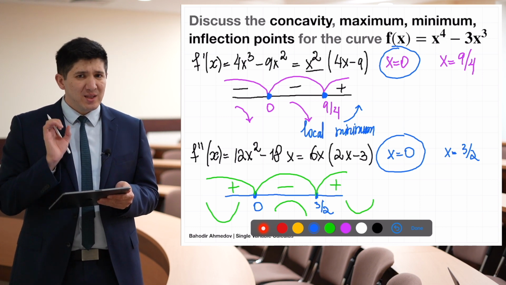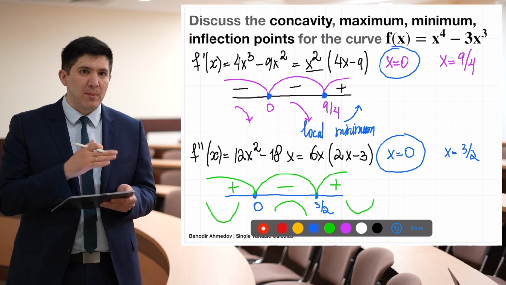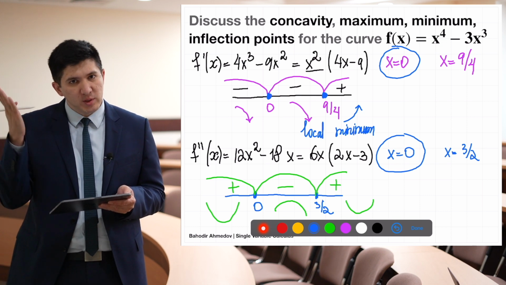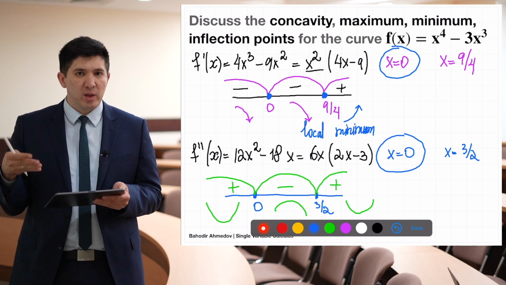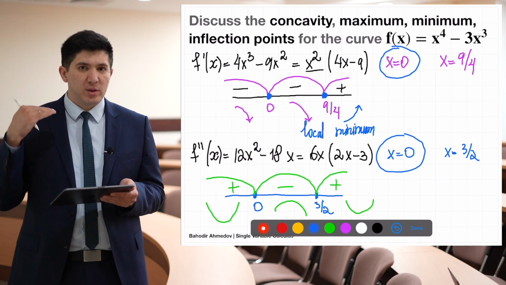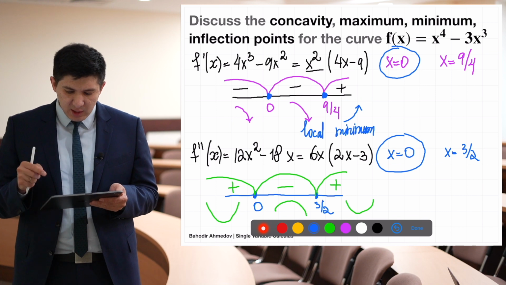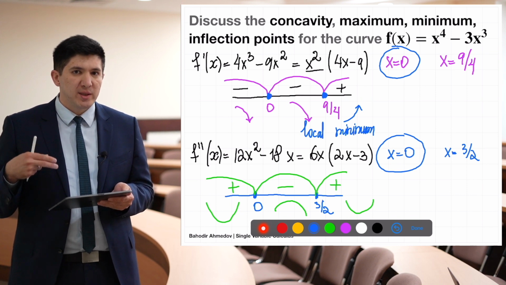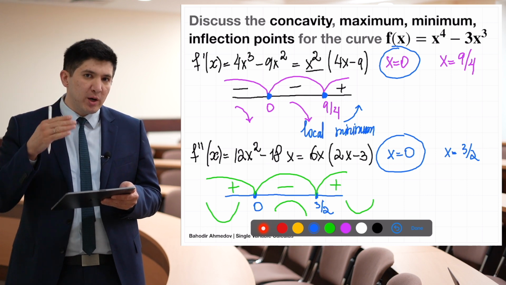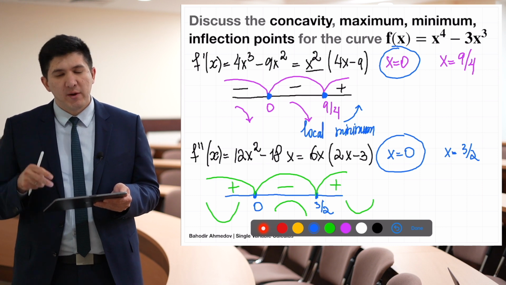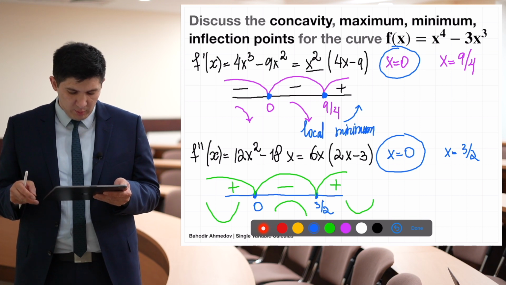Well, I think this x equal to 0 is a very similar point as in our previous example, x cubed plus 1. If you remember, it was the inflection point where the curve is changing its concavity. At the same time, it's a critical point where the tangent line is horizontal. So at the same time, I can see here that the curve is going to have the local minimum at 9/4, and also the curve is going to be concave upward before the 0 and concave downward after the 0, and it's going to be again concave up after 3/2, right?